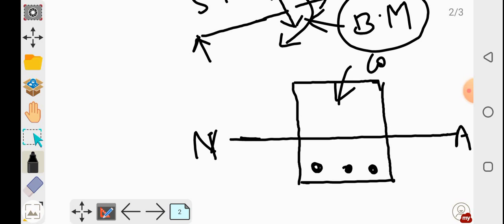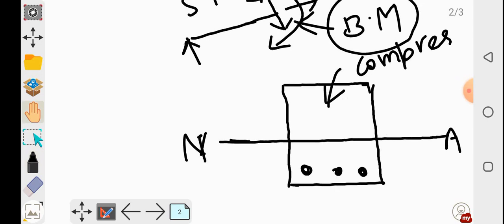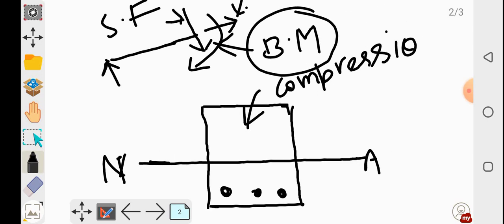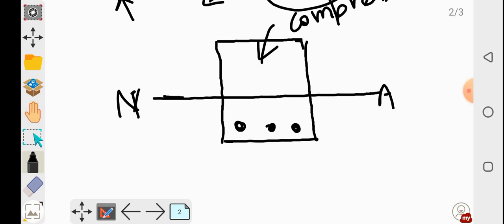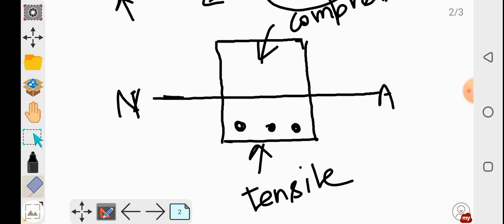The neutral axis divides this cross section into the compression zone and the tensile zone. The zone above the neutral axis is the compression zone, and the zone below the neutral axis is the tensile zone. So this is the compression zone, and this is the tensile zone, right? All this we will discuss separately in RCC also. Here we will discuss only how the internal bending moment is generated in our beam section.